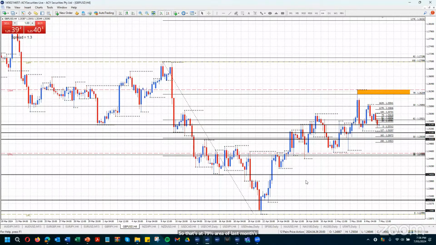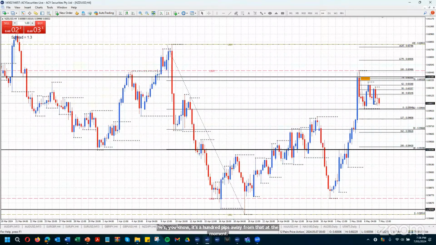So we could revisit that. And that could be a great area to get short in line with the higher time frame trends. Just because it's 100 pips away from there at the moment. And it's like on the New Zealand dollar, I said last week, watch up here last week. When I was talking about that, we were down here. Thinking that I was thinking, it looks a great area, but can we get there? And it took all week.